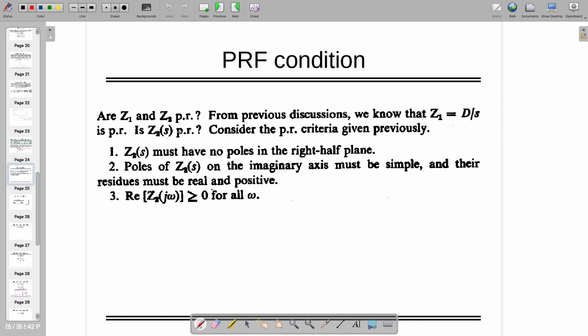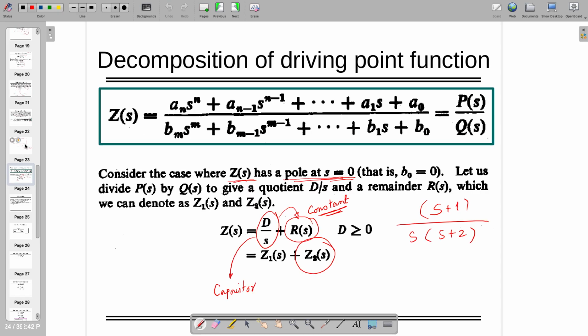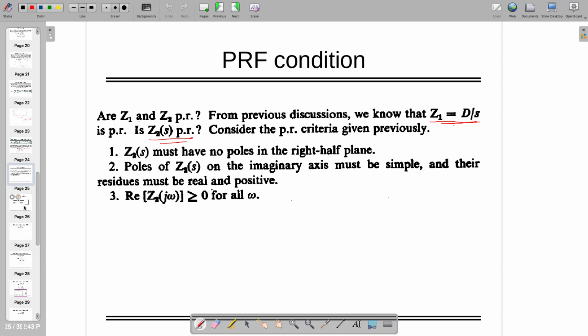Our Z1 and Z2 are positive real functions. From previous discussions, we know that Z1 is equal to d by s. Z2 is of course also a positive real function, because this is resistance which is positive. This is again a positive entry. So both are positive real functions. Directly you can say that without looking at m1, m2 and other things. It will give the same answer, by the way, right?